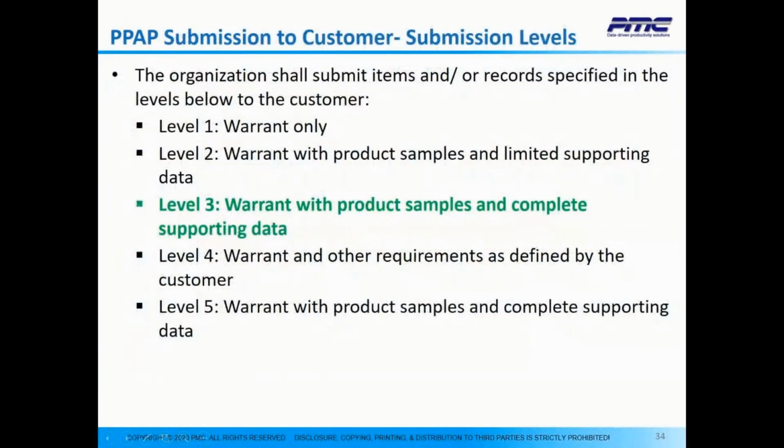The organization shall submit items and/or records specified in the levels, the 5 different levels. Level 1 is warrant only, which means designated appearance items and AAR submitted to the customer. Level 2, warrant with product samples and limited supporting data submitted to the customer. Level 3, warrant with product samples and complete supporting data submitted to the customer. Level 4 is the warrant and other requirements as defined by the customer. And level 5 is the warrant with product samples and complete supporting data reviewed at the organization's manufacturing site. As a side note here, level 3 is the default for all submissions unless otherwise specified by the customer.